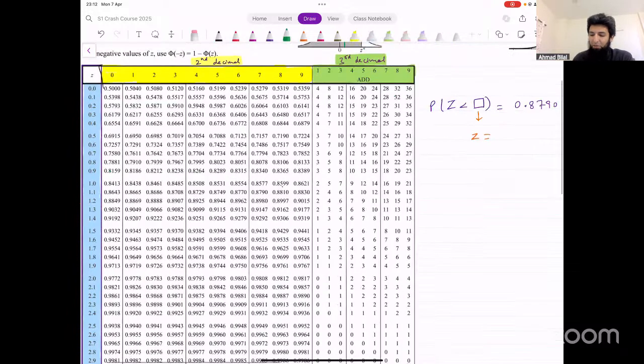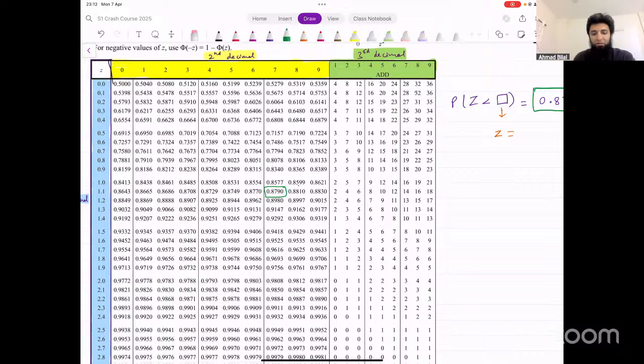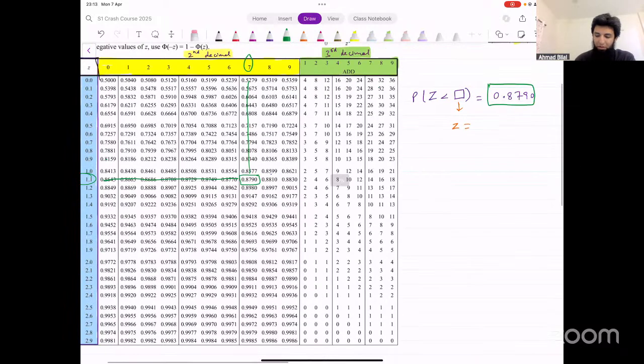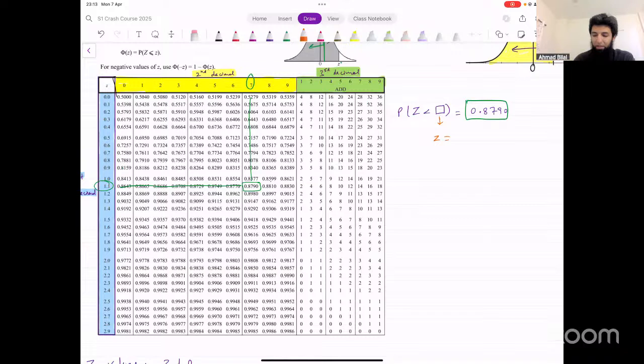Let's find this probability, 0.8790. This is the value. This is the probability, 8790. What's the corresponding z value for this? Look at the left side. This is 1.1. Upwards, this is 7. So the z value that we have, therefore, corresponding to this probability, it's 1.17. That's the z value. Okay, so given this probability, we find the z value like this.